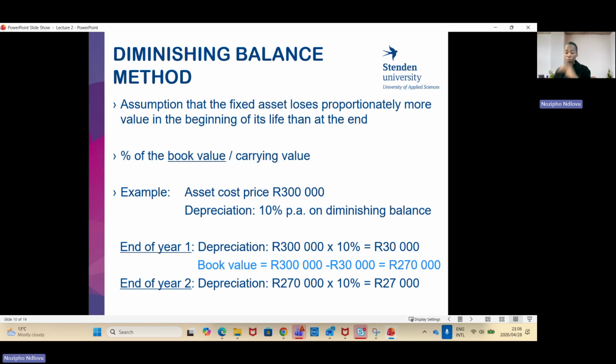So what will be then the depreciation? It will be 27,000. And then if I ask you, what is the book value at the end of the year? The book value is 243 because you would have taken the 300,000 minus the 57. Where did you get the 57 now? It's the 30 plus the 27 in order for you to get the 243. I hope you're still understanding.